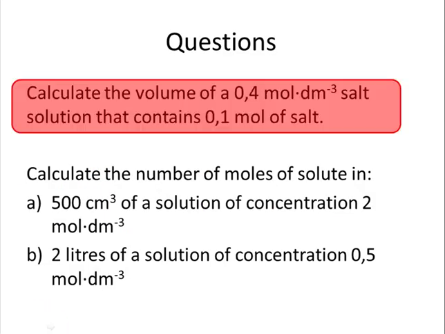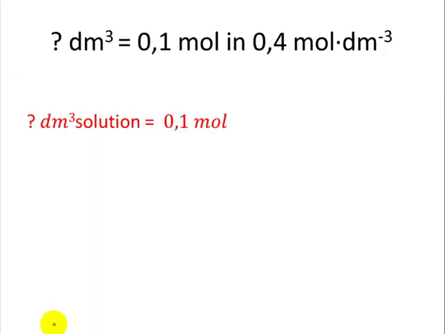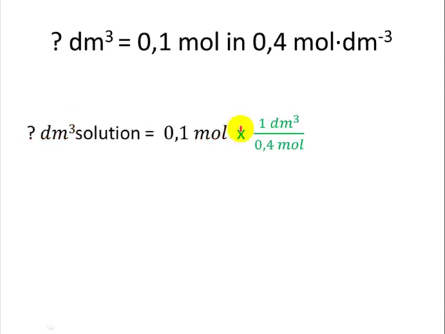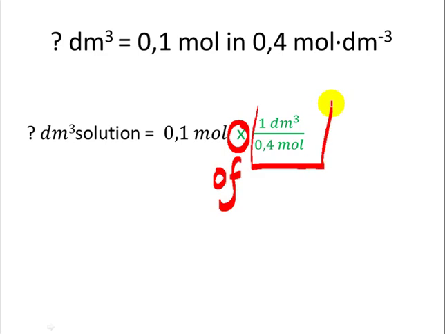Let's do that. First question: calculate the volume of a 0.4 mole per decimeter cubed salt solution that contains 0.1 moles of salt. We write our question in equation form. How many decimeters cubed are there if you have 0.1 moles of, in maths is a multiplication sign, of solution 0.4 mole per decimeter cubed?